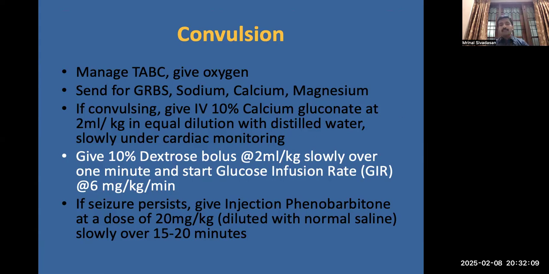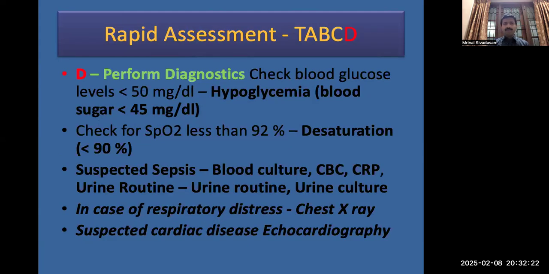If the seizure persists, then you may have to give phenobarbital. If phenobarbital is not available, phenytoin can be given. Again, it has to be given very slowly over 20 minutes because phenobarbital can also cause apnea and asystole.